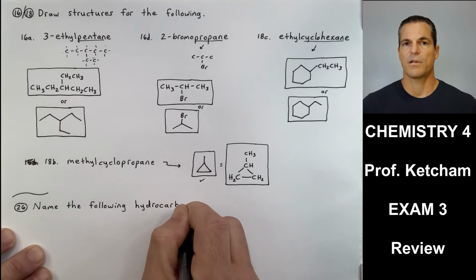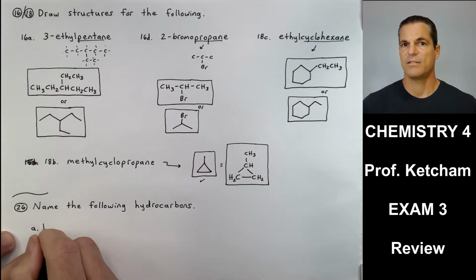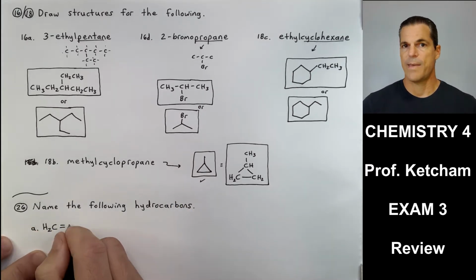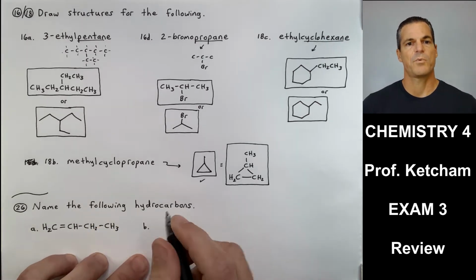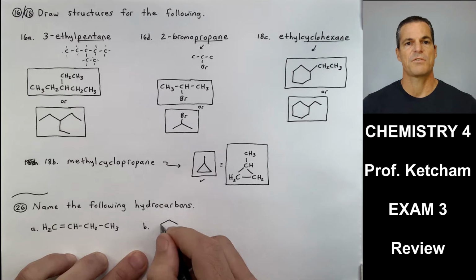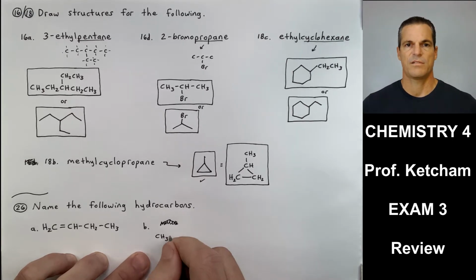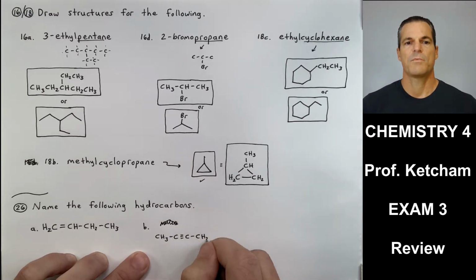All right, number 26 in chapter 11 wants us to name the following hydrocarbons. So hydrocarbons are either alkanes, alkenes, alkynes, or aromatic rings, aromatic compounds. Sometimes they have branches, and those branches no longer make them hydrocarbons. Hydrocarbons only contain carbons and hydrogens. So I'm drawing them out here.